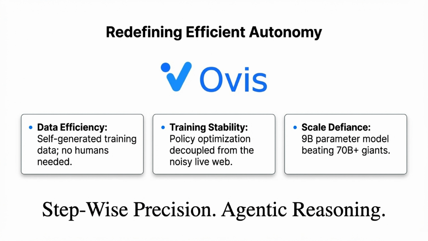To summarize, Ovis redefines efficient autonomy. We achieve data efficiency by generating our own training data. We ensure training stability by decoupling from the noisy web. And we prove scale defiance by beating 70B+ models with a 9B model. This is Ovis, stepwise precision, agentic reasoning. Thank you.